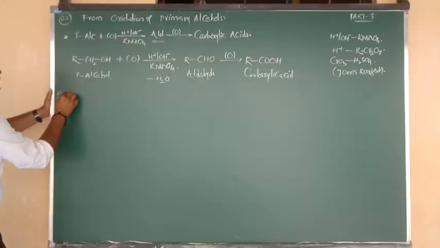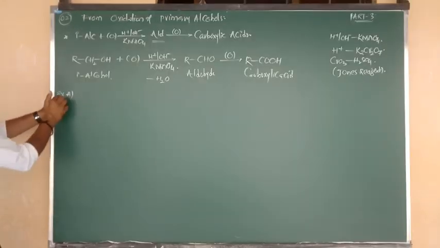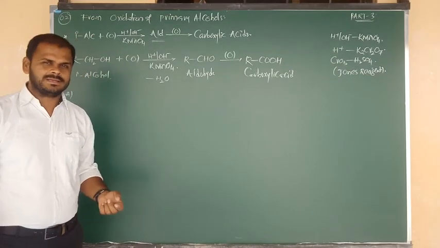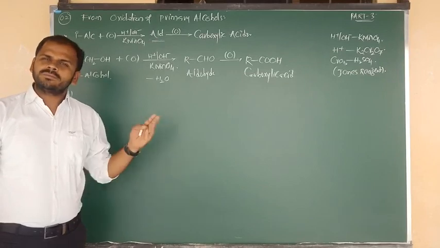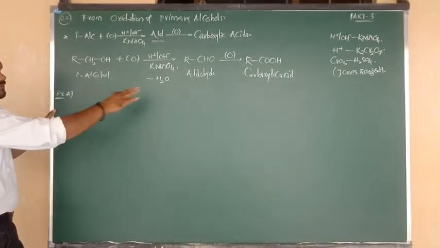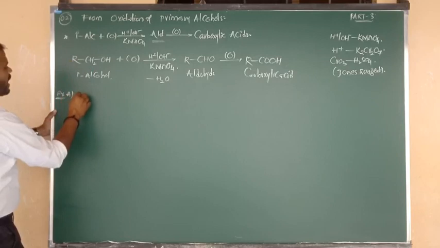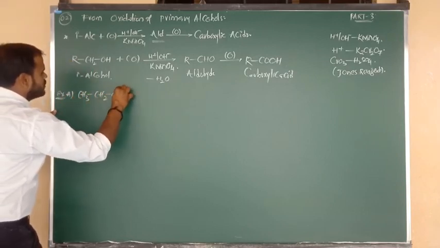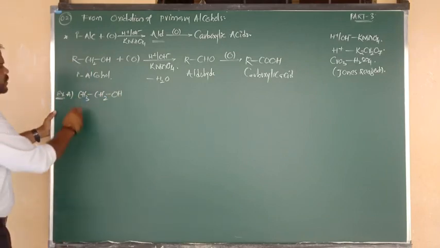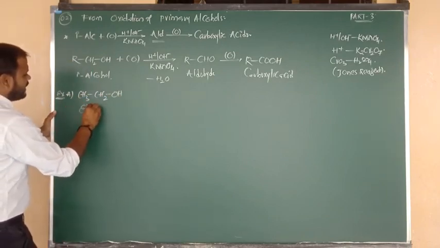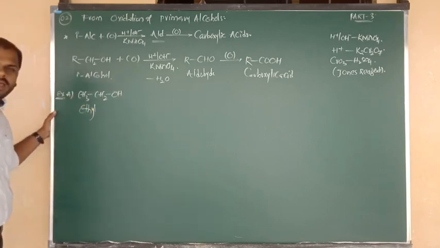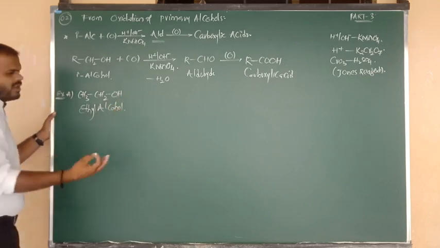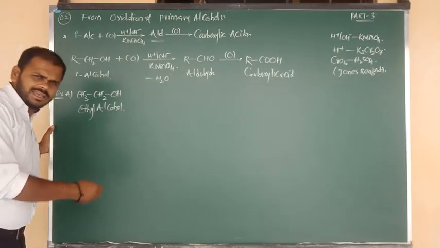Now, based on this reaction, let me consider two examples: one for the preparation of aliphatic acid, one more for the preparation of aromatic acid. First of all, I am going to consider aliphatic acid. In the place of R, here I am going to write CH3, CH3 bonded to CH2, CH2 bonded to OH. Two carbons are there, so we can say eth. This is nothing but the ethyl group, and ethyl connected to OH is ethyl alcohol, or ethanol.